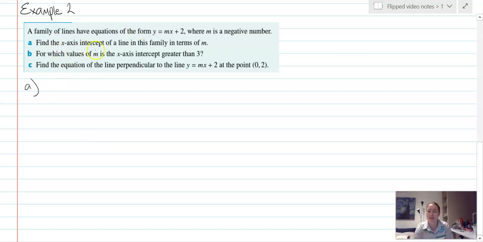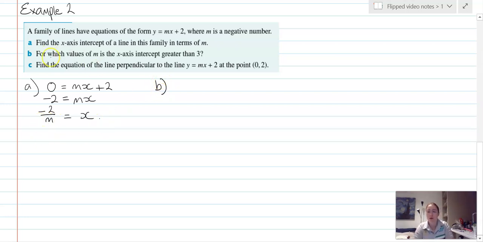And remember, our x-intercept is going to be where y equals 0. So we're going to say 0 equals mx plus 2. Negative 2 equals mx. And we want x by itself because we're finding the x-intercept. So we're going to have negative 2 over m equals x. So we know that our x-intercept in every line in this family is going to be at negative 2 over m, whatever our gradient happens to be.